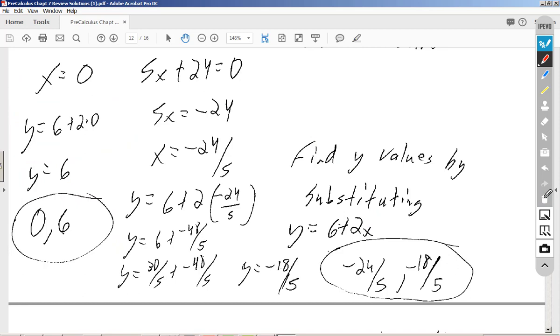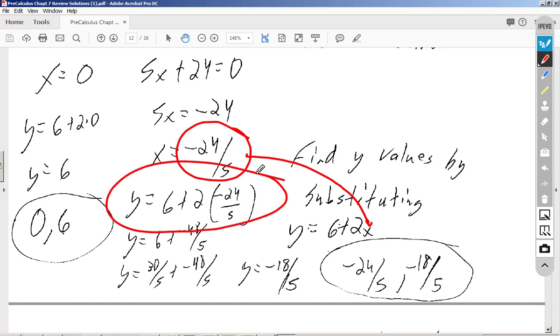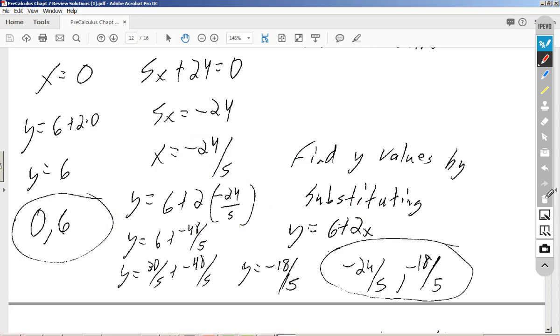Now to find my other solution, I'm going to substitute in negative 24/5 in place of my x, and I get y equals 6 plus 2 times negative 24/5. Following my laws of fractions, I multiply numerator by numerator. That gives me the negative 48. Denominator by denominator, that's 5 times 1, which is 5. Finding a common denominator, 6 over 1, that's going to give me 30/5. So I got 30/5 plus negative 48/5. I add my numerators and keep the same denominator. 30 plus negative 48 is going to be negative 18. And I keep my same denominator, which is 5.